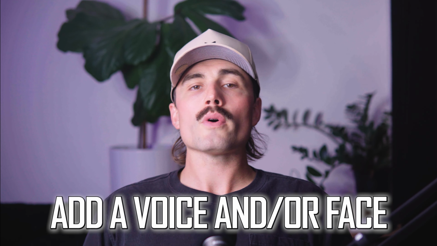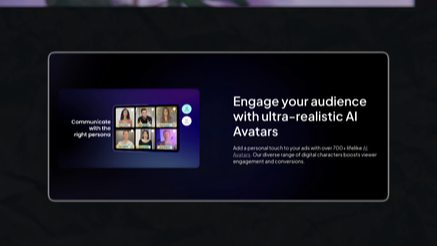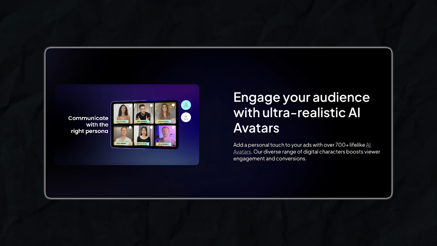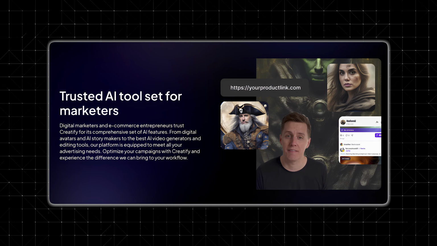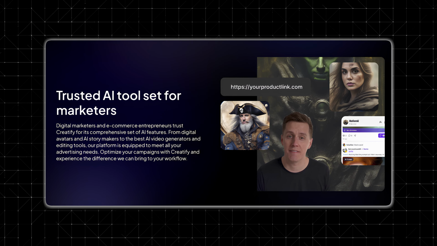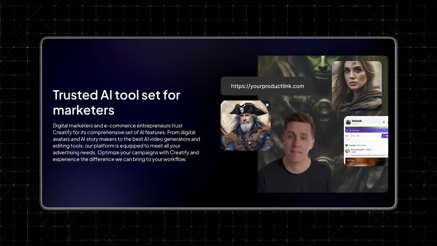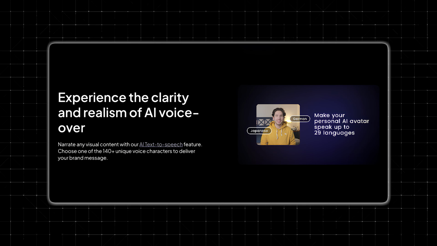Step 5, add a voice and or a face. Once your script is good to go, you get to decide how it's delivered. You can choose a voiceover, an avatar, or both. If you go the avatar route, Creatify has hundreds of AI-generated humans that look kind of scarily realistic. You can pick someone who fits the vibe of your product. Polished and professional, casual and friendly, young and playful, whatever you're looking for. The voiceover options are solid too.